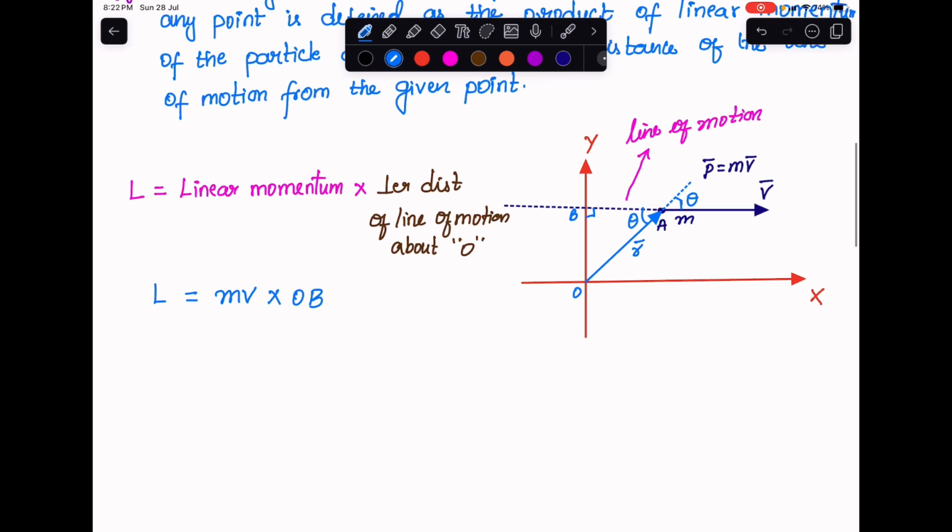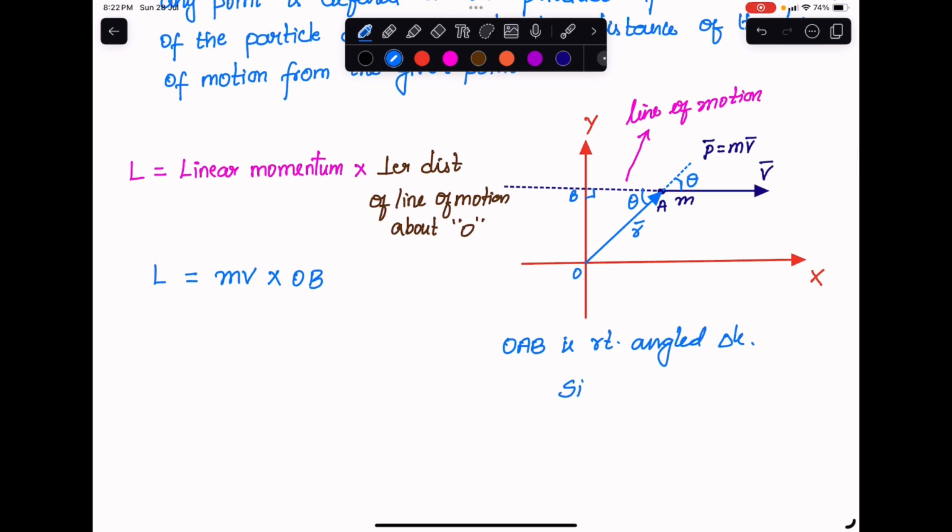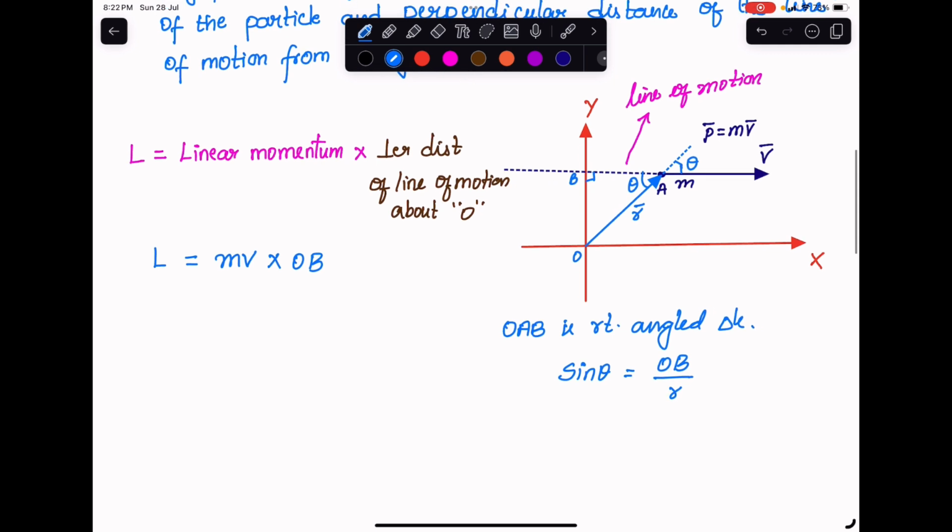It is already clearly visible that OAB is a right angle triangle. Already you know trigonometry, I guess. So I need OB directly now. I can take sine theta is equal to opposite side by hypotenuse, where the magnitude is given by r. So from this I get the perpendicular distance OB is given by r sine theta.